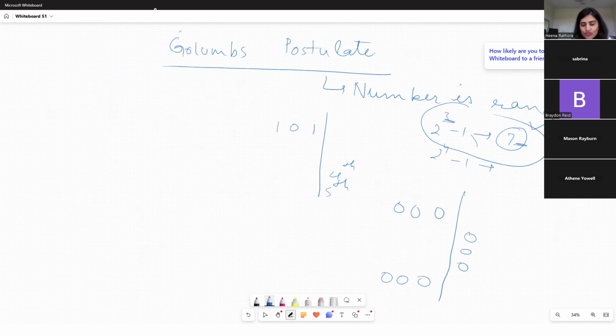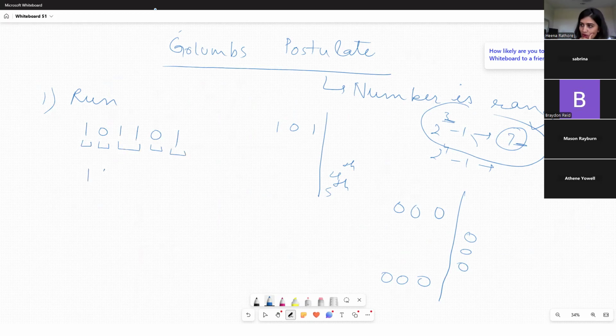So circling back to Golomb's postulate, in order for us to understand it, there are 3 important things. One is run. Run basically means that if, for instance, I have 101101 as the key that we created, runs means the consecutive set of either zeros or ones. So this is one run, this is another run, this is the 3rd run because you have 1 together. This is the 4th run, and this is the 5th run.